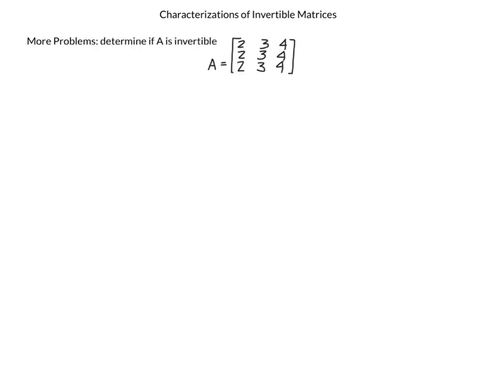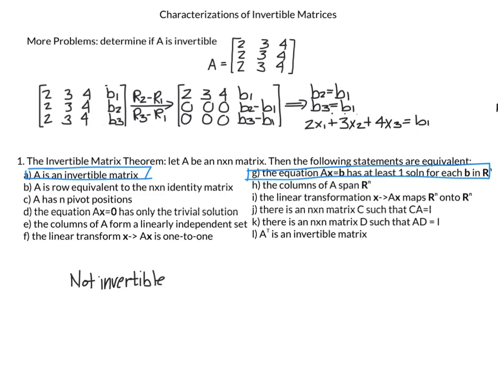The first problem is to determine if A is invertible when A has the column vectors 2, 2, 2, 3, 3, 3, and 4, 4, 4. The first way I did this was using the invertible matrix theorem, saying A is invertible if the equation AX equals B has at least one solution for each B in Rn. So I chose a random B in R3, because this is a 3 by 3. So that's B1, B2, B3, and that will be given. So these are not variables, but they are placeholders. And then my matrix A is 2, 2, 2, 3, 3, 3, 4, 4, 4.